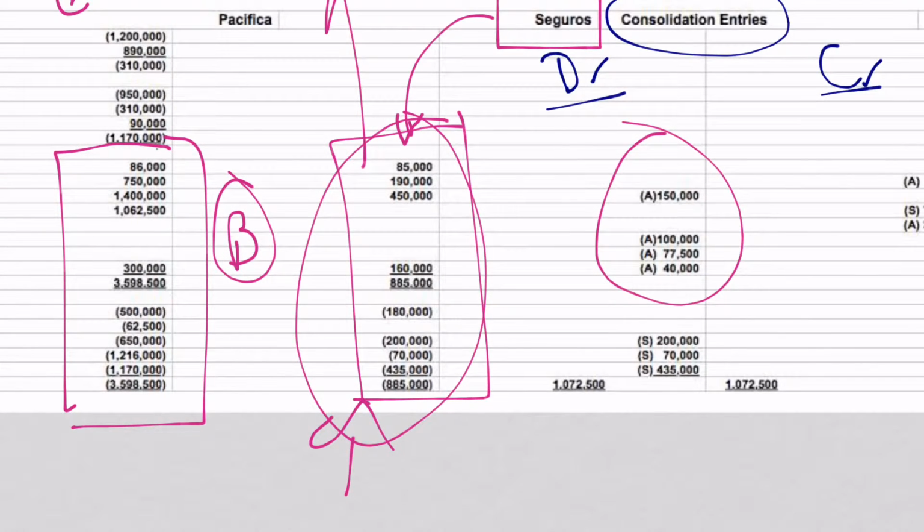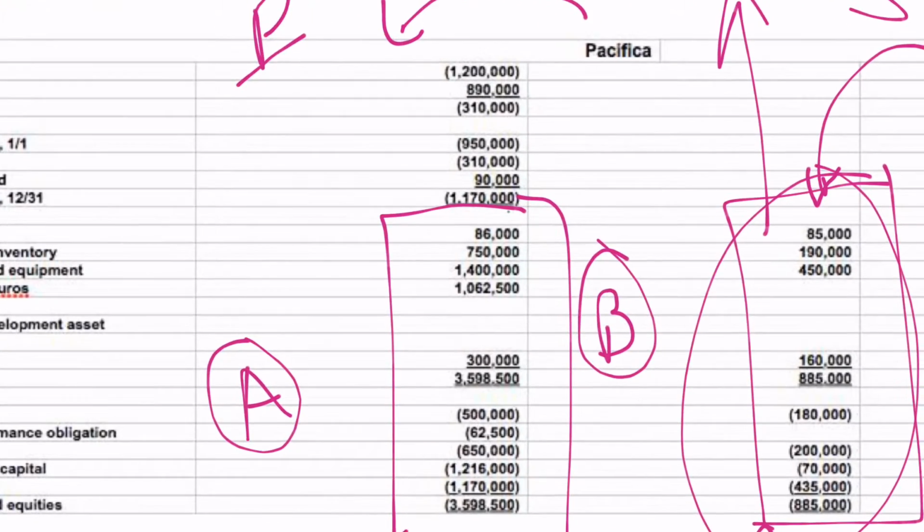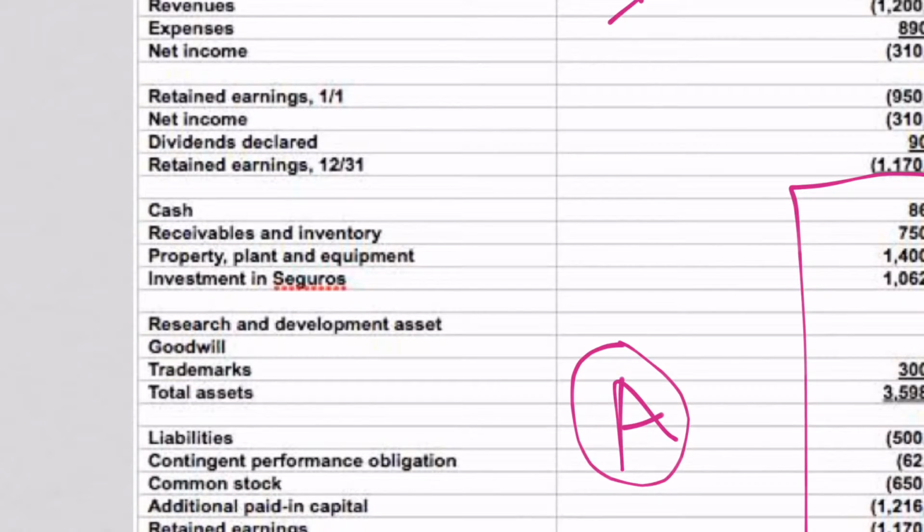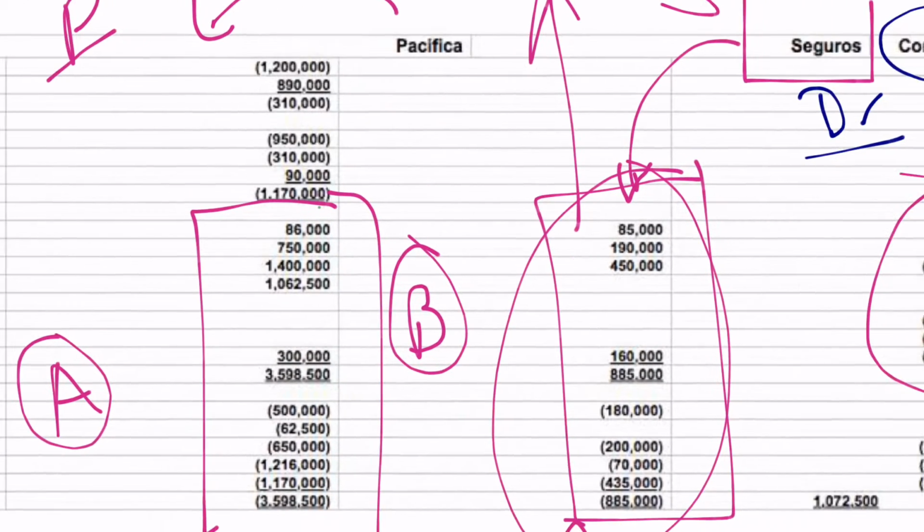That's how this is going to work. So in my approach in class, what I said today is, for example, let's take receivables and inventory. They tell us in the problem that although they are on the books of Seguros at book value of 190, their real value should only be 180.